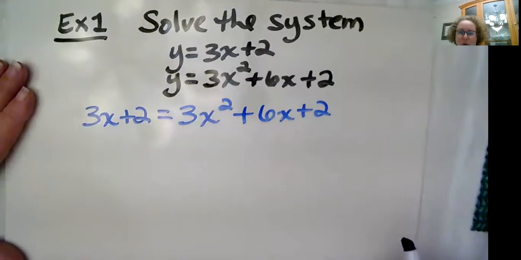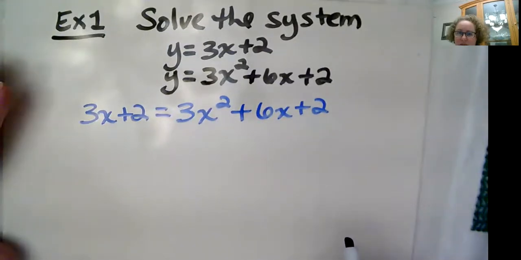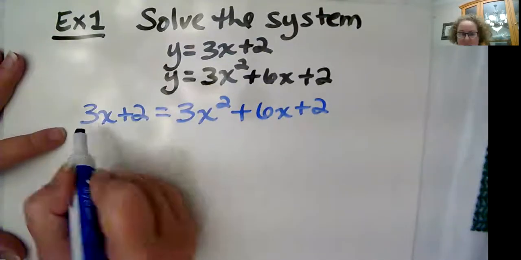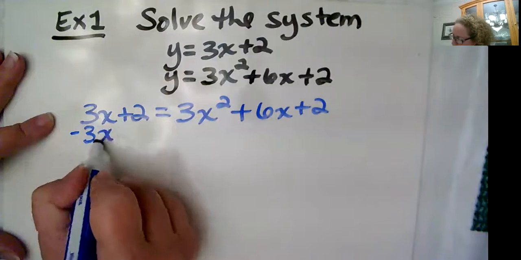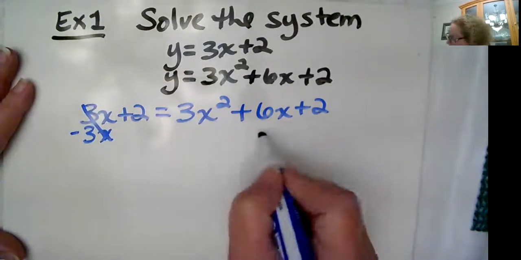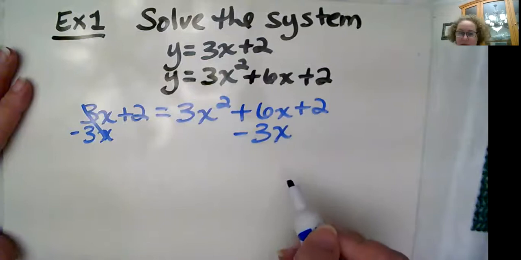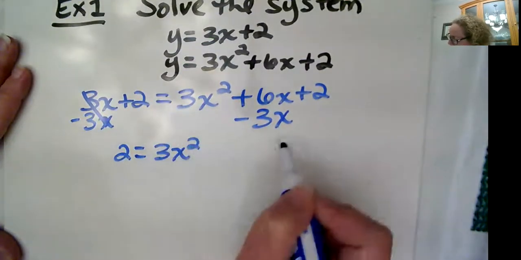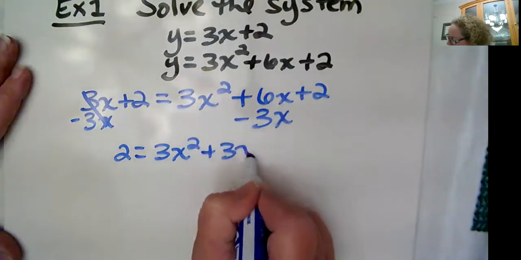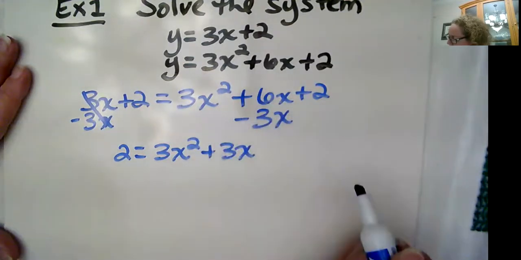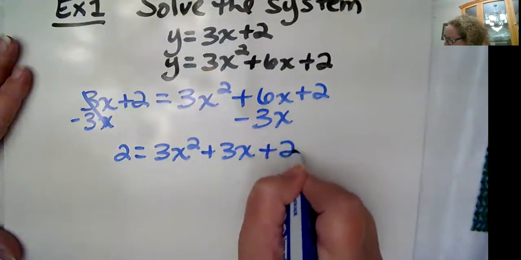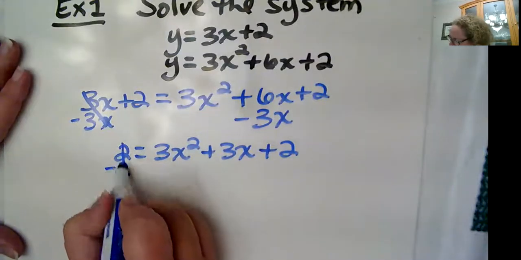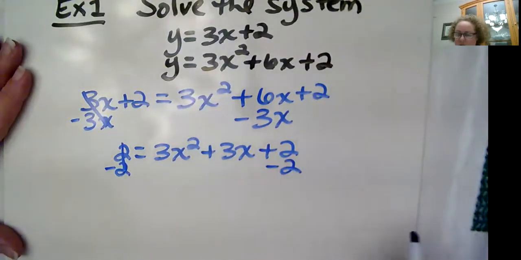So at this point, we want to set everything equal to 0 and combine our like terms. So I'm going to bring this 3x over and combine it with the 6x. So I'm going to subtract 3x, subtract 3x. So we have 2 equals 3x squared. This is a positive 3x. Opposite signs you subtract, larger number controls, and a plus 2. Now we're going to bring the constant over, so minus 2, like terms.